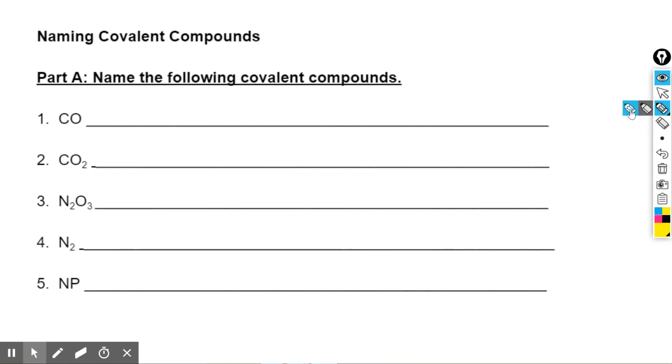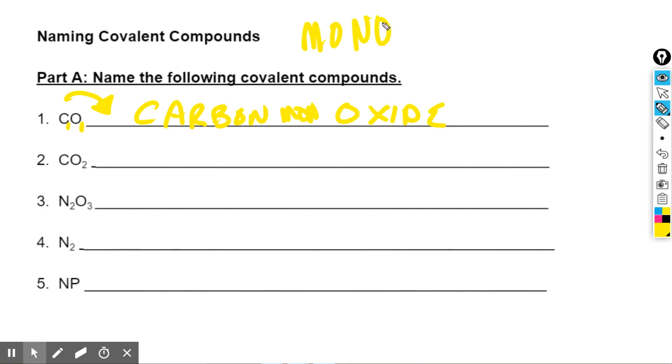Number 1, again, we've already done. This is carbon and oxygen, so it changes to oxide. And now we need to put in our prefixes. The prefix mono is never used on the first element, but mono for the second one is. So this is monoxide. When you have a double O, they drop one and it just becomes monoxide.